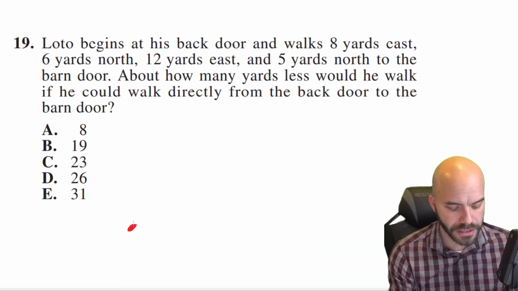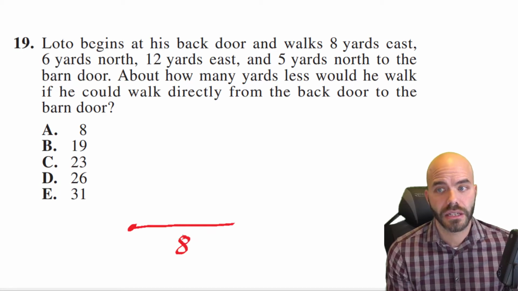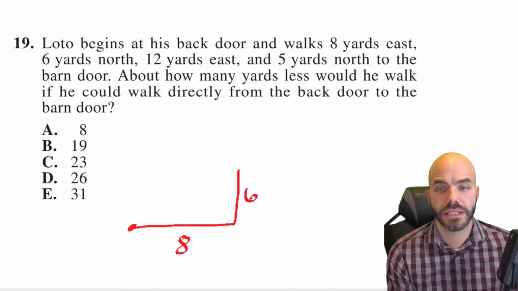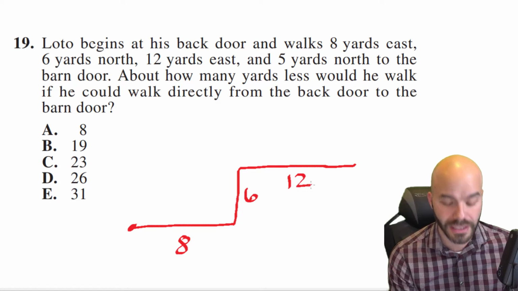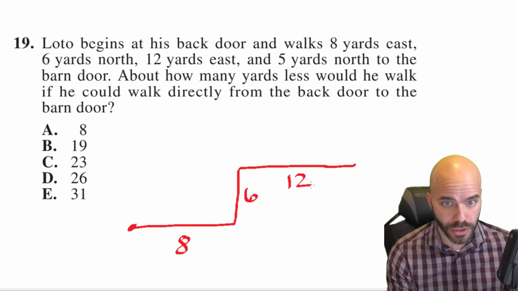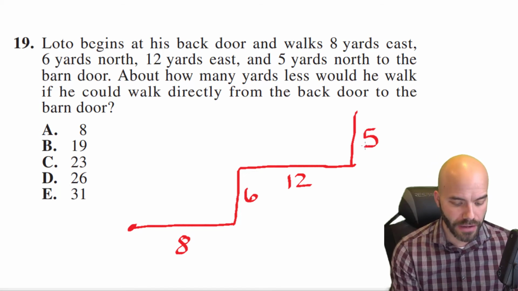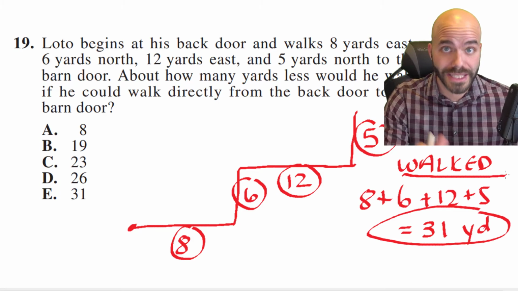So if this is where he's starting, 8 yards east, that's this way. We'll just put that as 8. 6 yards north, that's 6. Let's see here, 12 yards east. So he's going 12 yards east. And then finally 5 yards north to get to the barn door. So in total, he has traveled 8 plus 6 plus 12 plus 5 yards. So he's walked 31 yards. That's how much he actually walked.